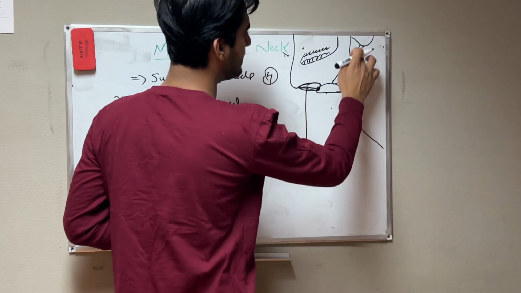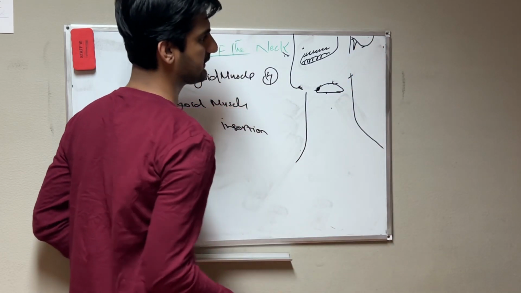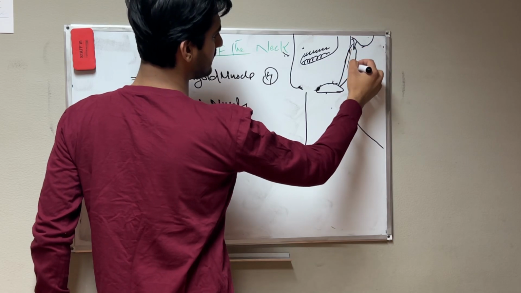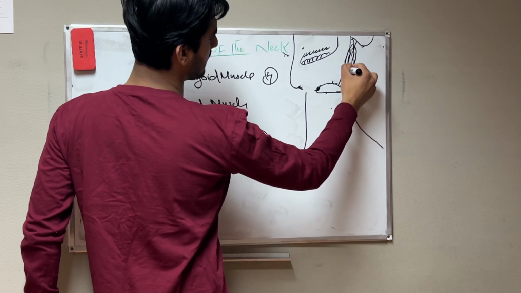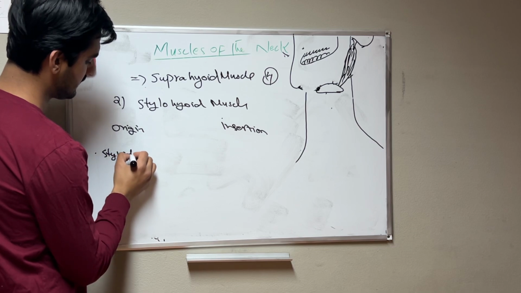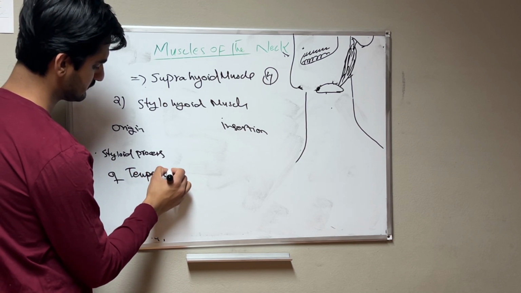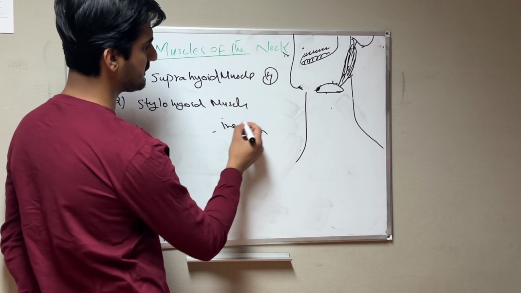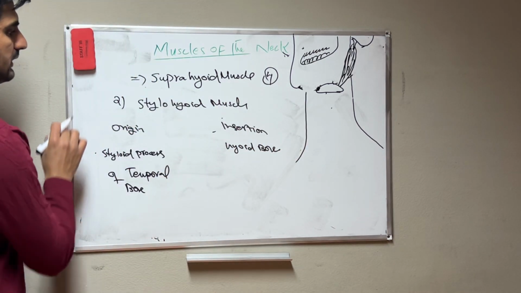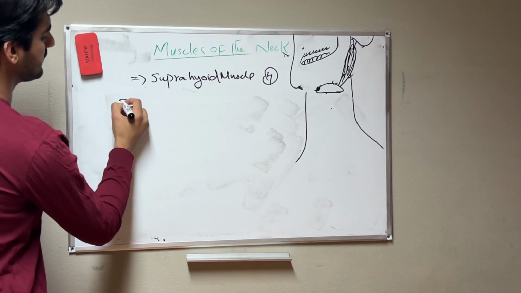The second muscle we have is the stylohyoid muscle. Here we have the styloid process. If you remember the styloid process, here we have a muscle. This muscle is named the stylohyoid muscle, with origin from the styloid process of the temporal bone and insertion into the hyoid bone. Very simple. The function, as I already told you, is holding the hyoid bone. Then the third muscle we have is the mylohyoid muscle.